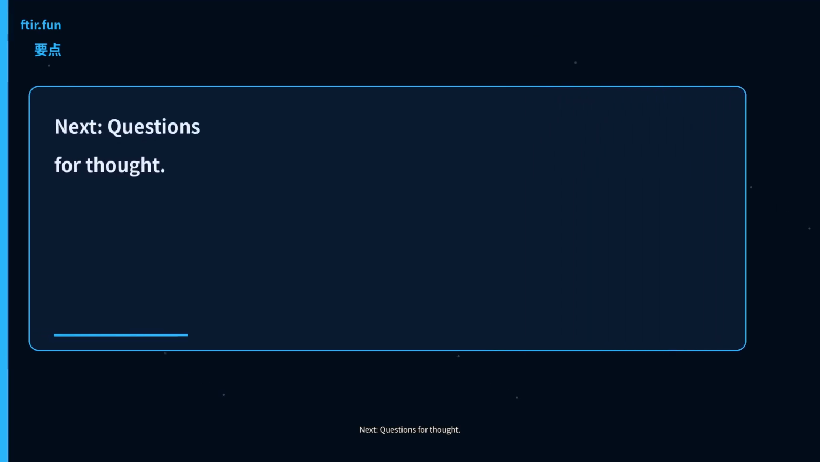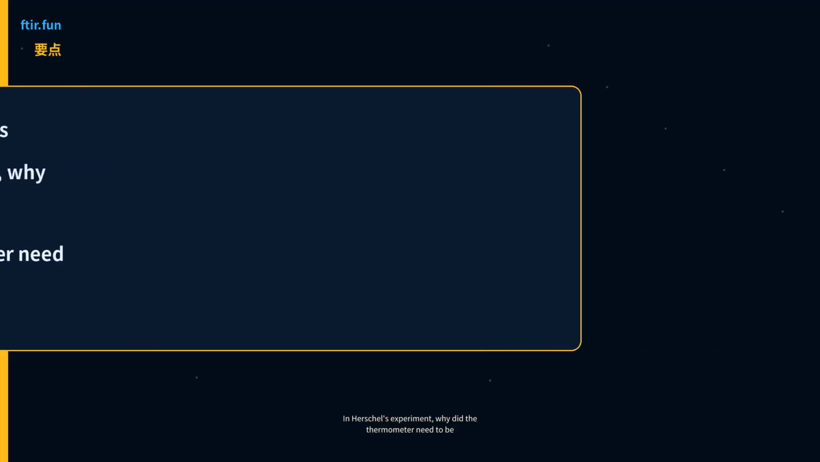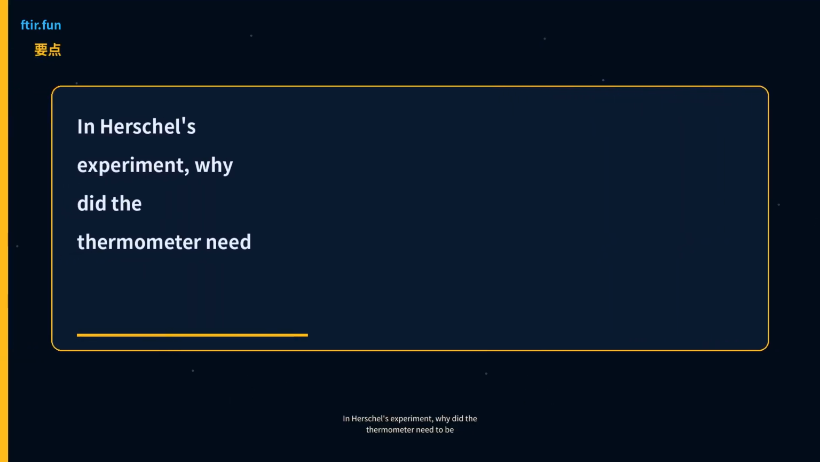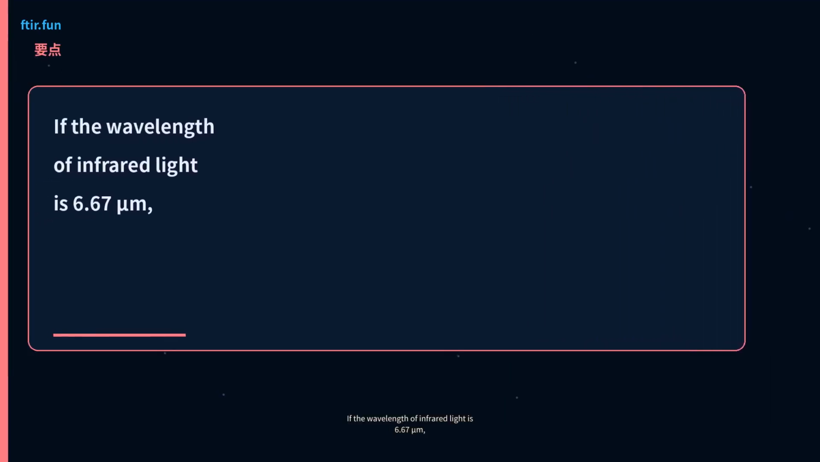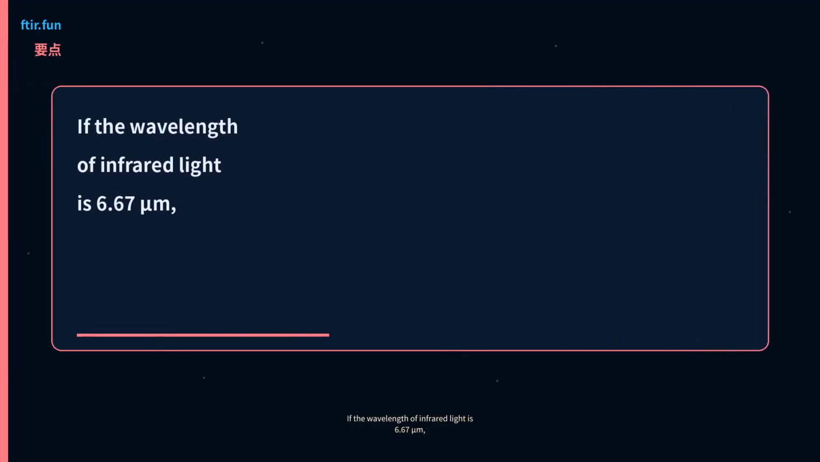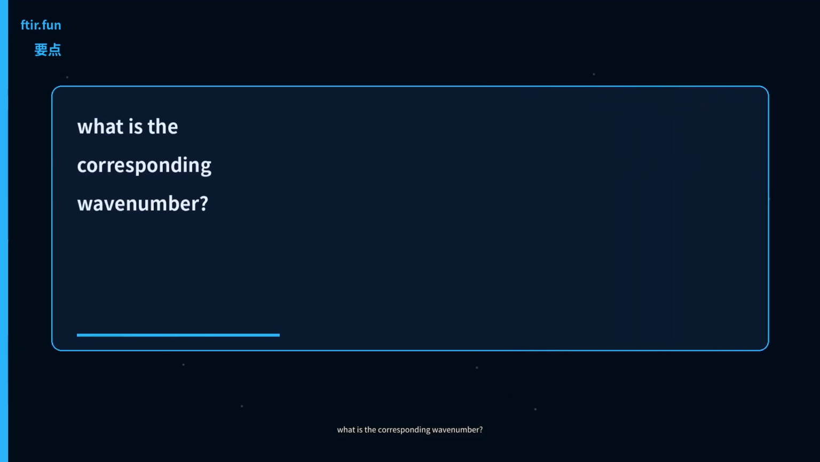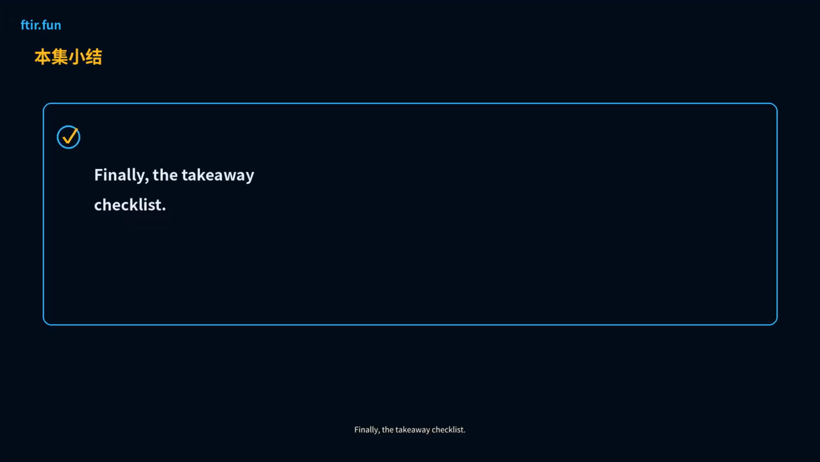Next, our questions for thought. In Herschel's experiment, why did the thermometer need to be blackened? If the wavelength of infrared light is 6.67 micrometers, what is the corresponding wave number? Finally, the drill: make sure you can recall each item.